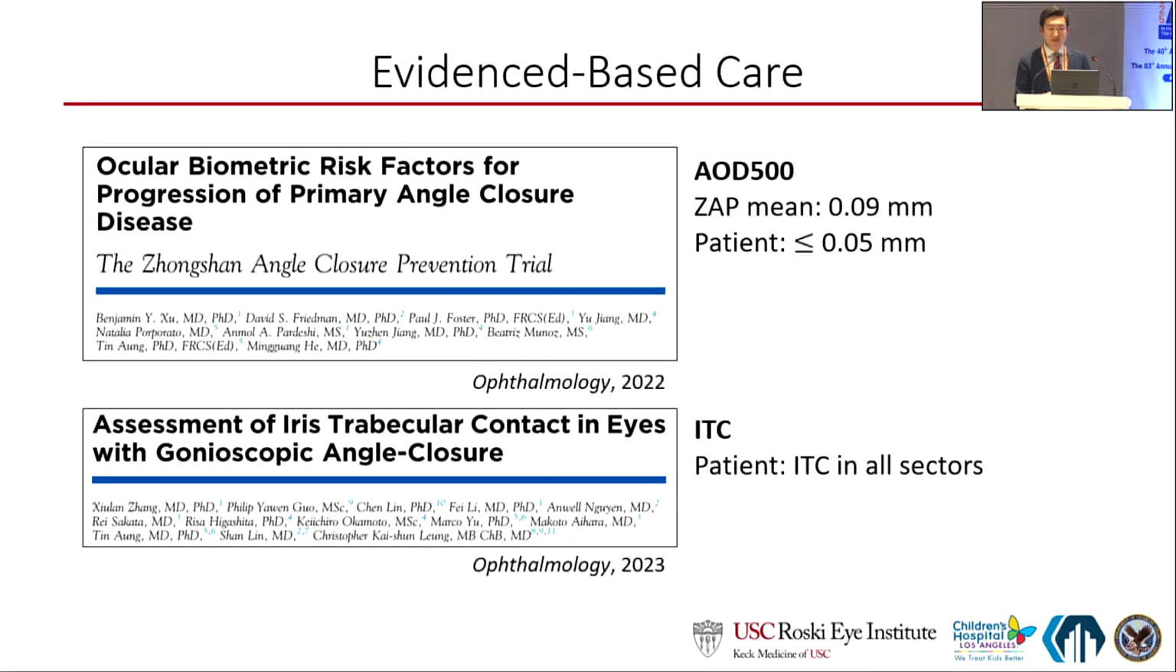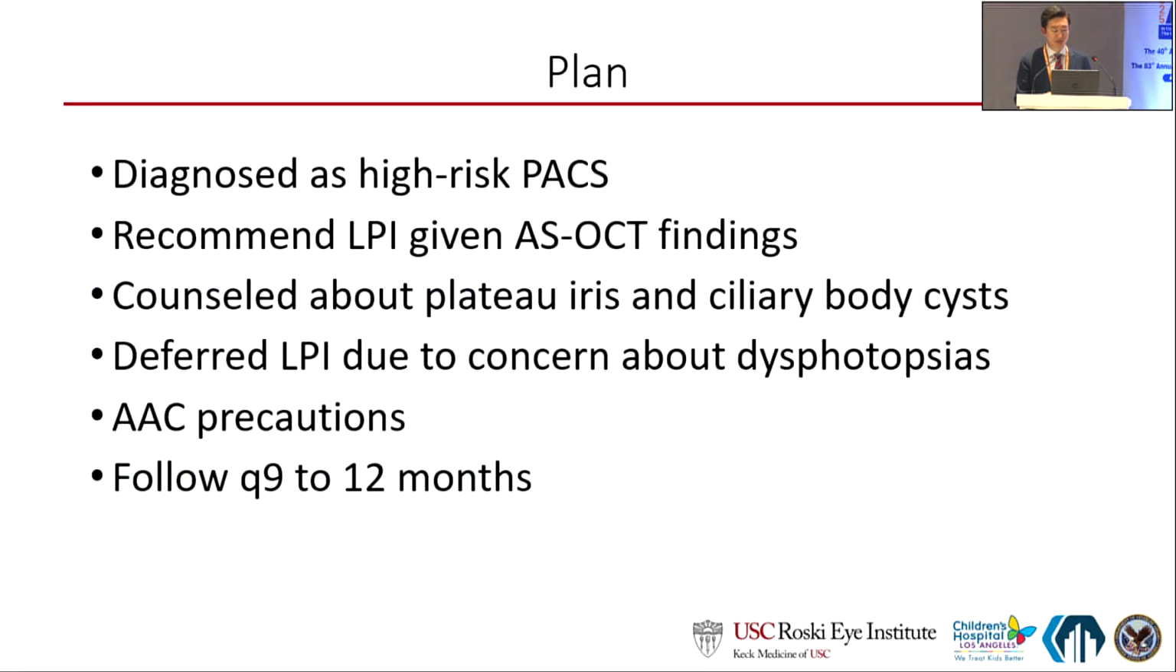But here we decided that we needed to practice evidence-based care. So as you know, in the ZAP trial, the mean AOD was 0.09. This patient is narrow in all sectors, below this mean value, and also has ITC in all sectors, compared to our last patient who had no ITC. So we diagnosed this patient as high-risk PACS. We recommended LPI given these ASOCT findings.